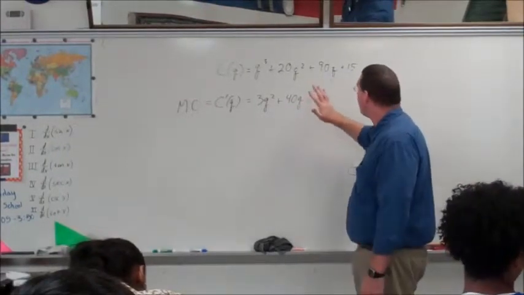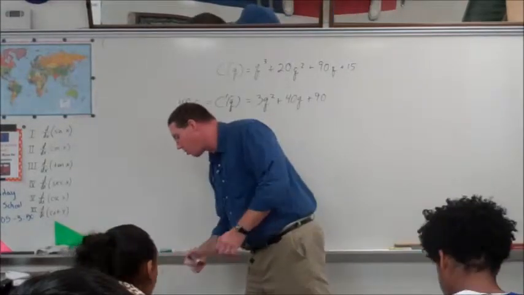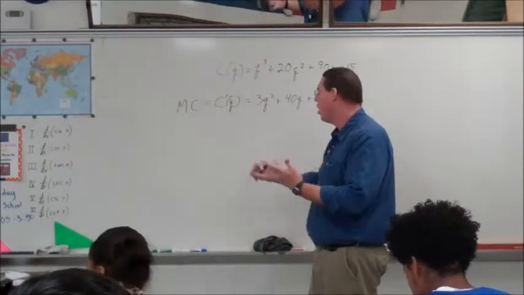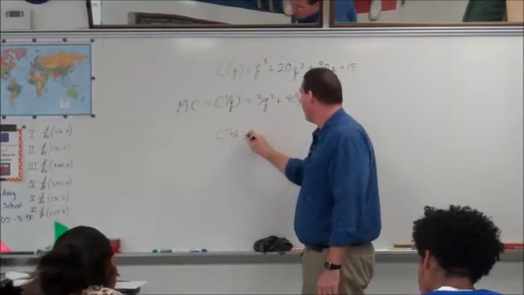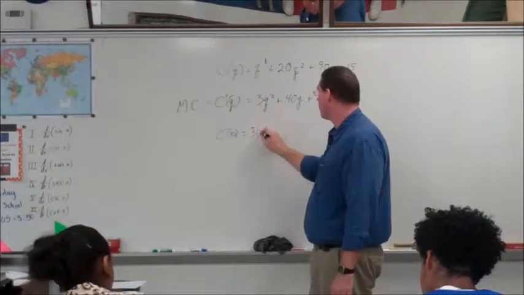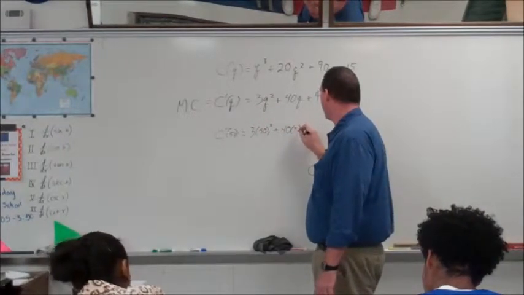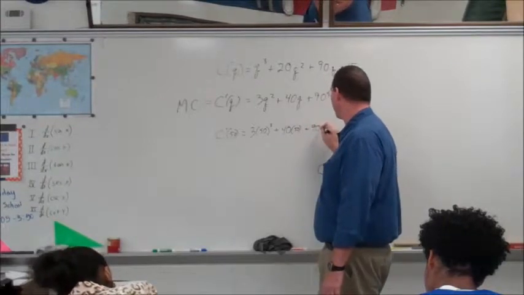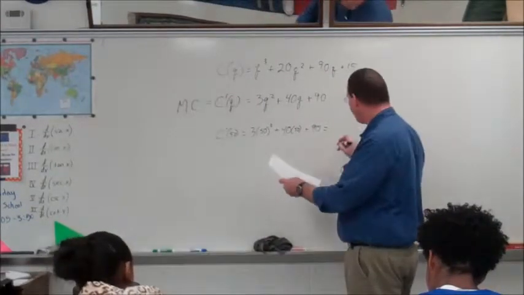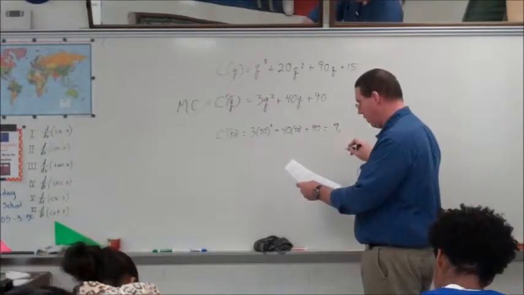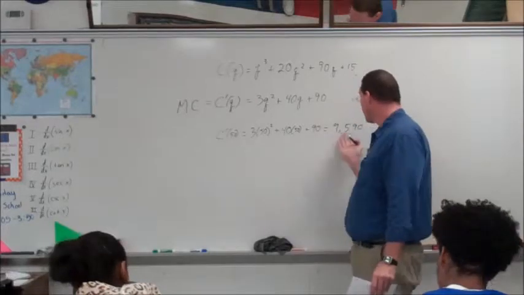So there's the marginal cost. And then it says, what is the marginal cost at a quantity of 50? All you got to do is go C prime of 50, and plug in, so you got 3 times 50 squared plus 40 times 50. And I agree, you definitely need a calculator for this. I came up with 9,590. Good. There you go. So that's the marginal cost.